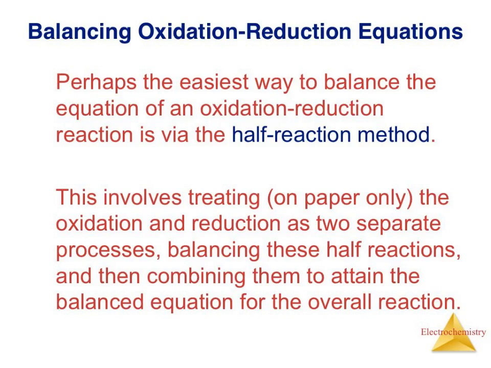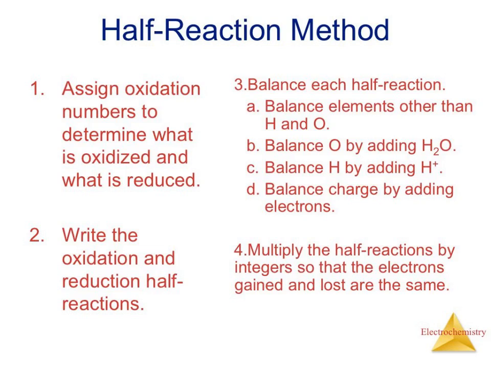Okay, so we're going to use what's called the half-reaction method, and it says here on paper only. Notice, this is not what's really happening in the solution, but on paper we're going to separate the oxidation and the reduction, balance them separately, and then add them back together at the end. This is just a trick that you can use to balance these things. So let's look at an example here. Here are the rules, like they have them in the book, so you can look over those. It's not going to make a lot of sense until we actually start doing it.